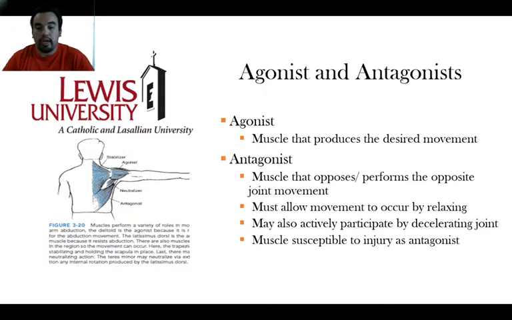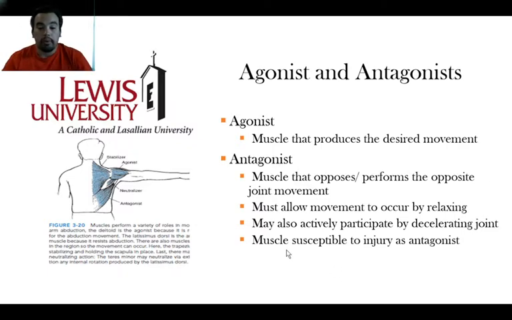Now, it may also actively participate in decelerating the joint. So like when I'm throwing a baseball, it externally rotates and comes across here. But my posterior muscles, where I have multiple muscles in activation as I'm coming across throwing a baseball, the posterior chain back here, they need to work as they elongate and let that motion happen. They also need to perform an eccentric contraction to slow down the entire movement of that arm as it's going forward so that I don't sustain injury.